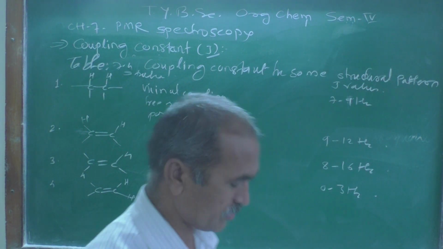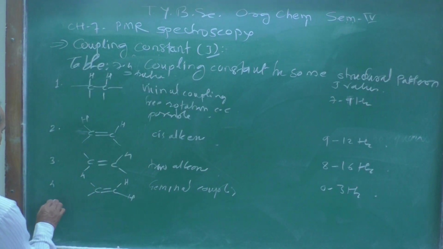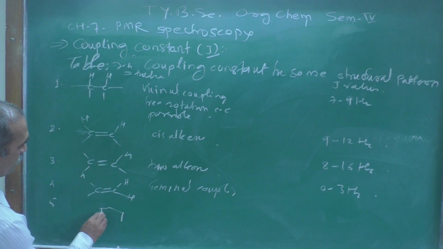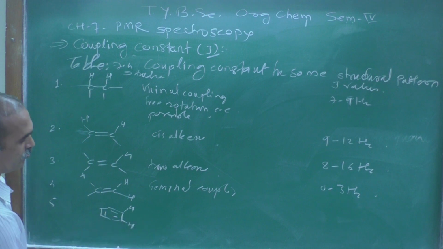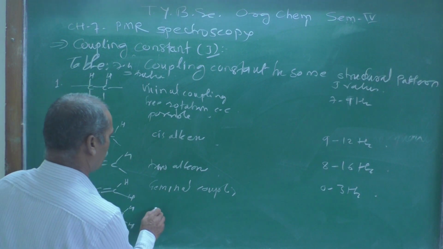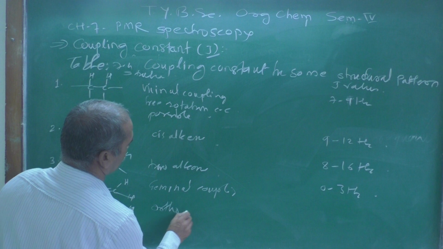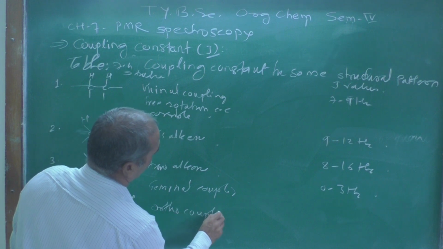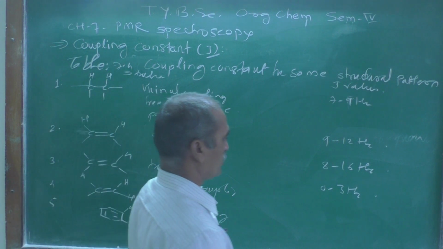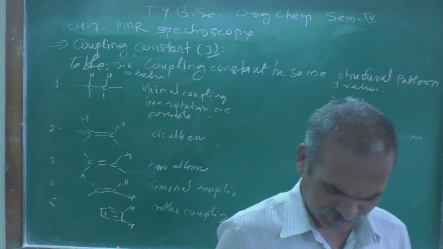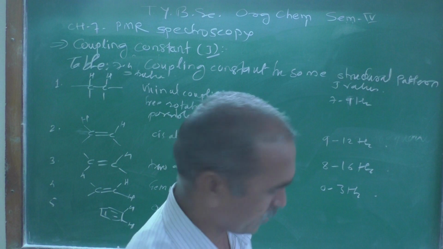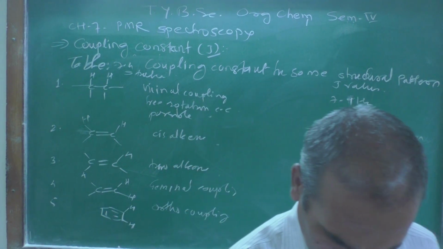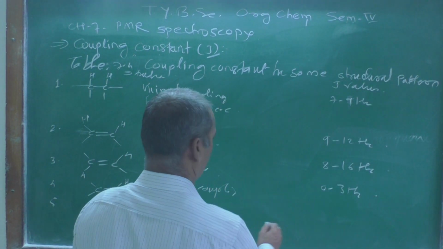And the fifth one, aromatic protons are there. Let's see, hydrogen atom over here, ortho position is an ortho coupling. In aromatic compounds it is generally found to be 6 to 9 hertz.